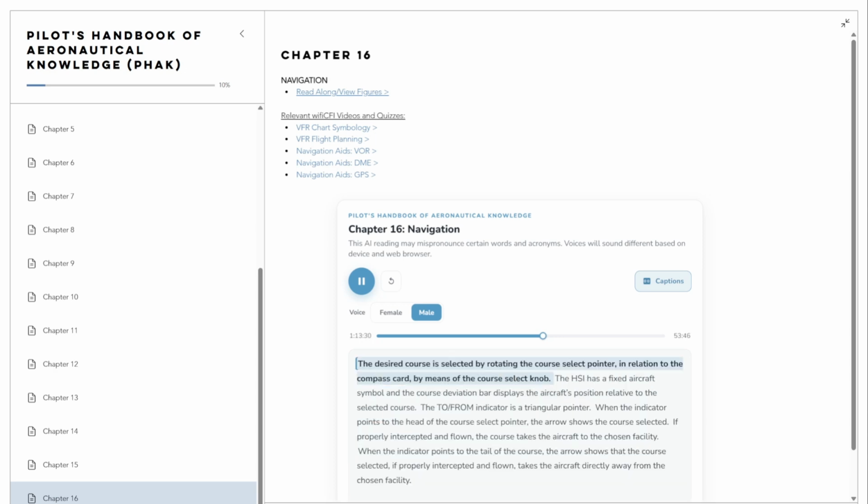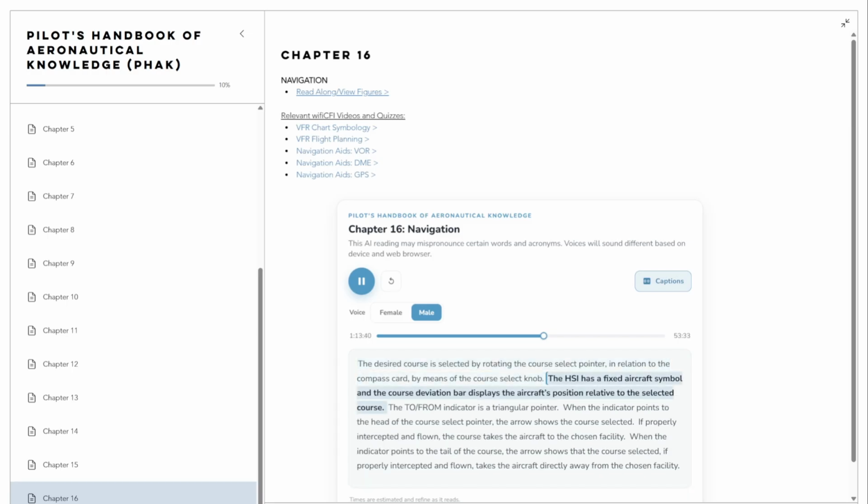The desired course is selected by rotating the course select pointer, in relation to the compass card, by means of the course select knob. The HSI has a fixed aircraft symbol and the course deviation bar displays the aircraft's position relative to the selected course.